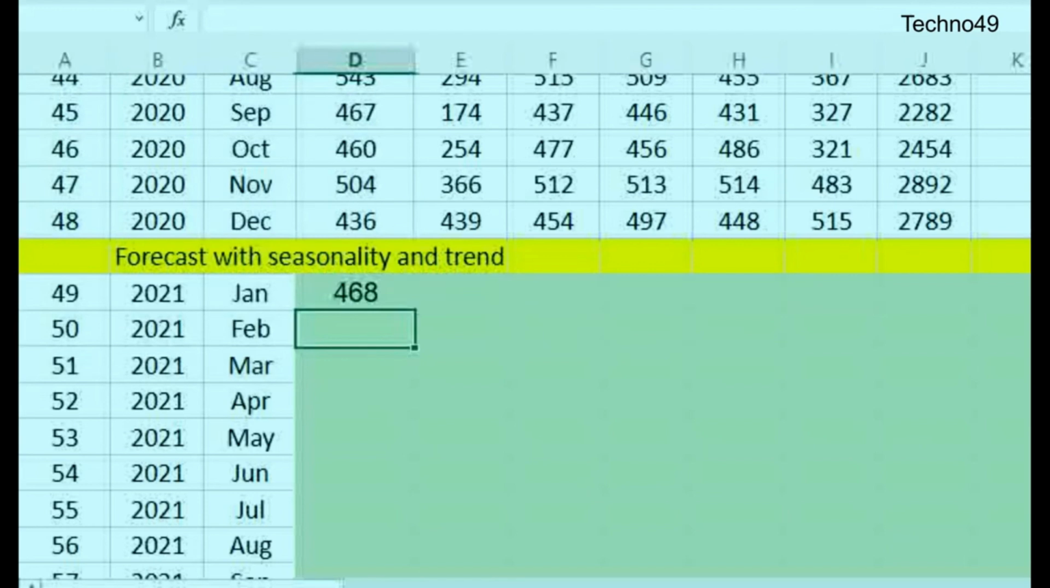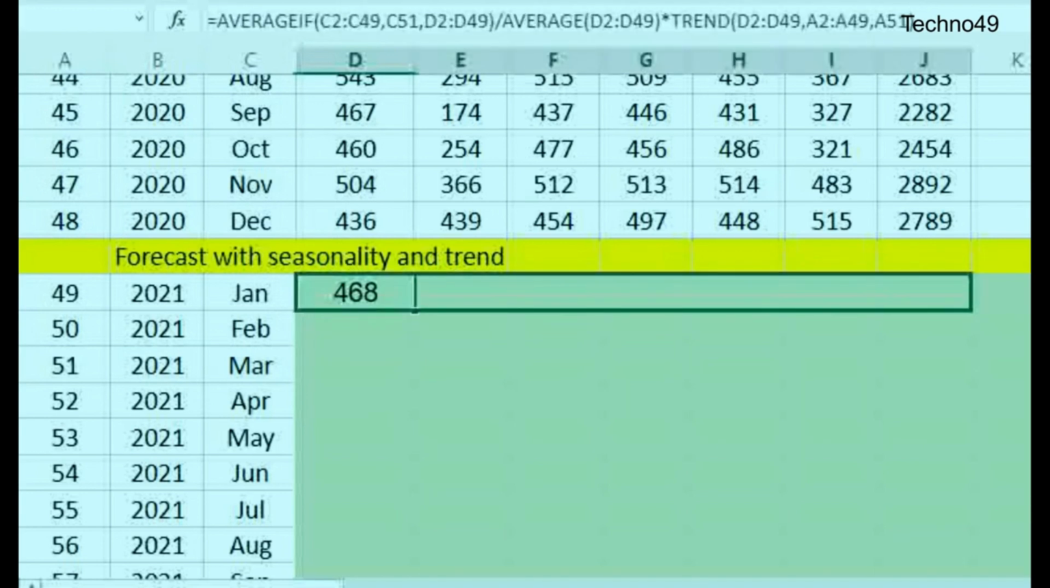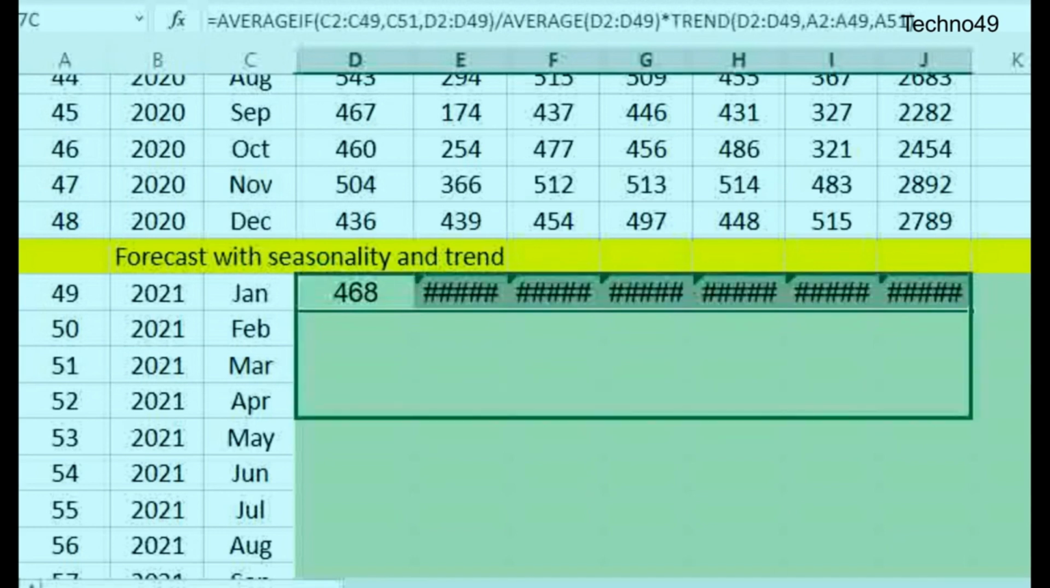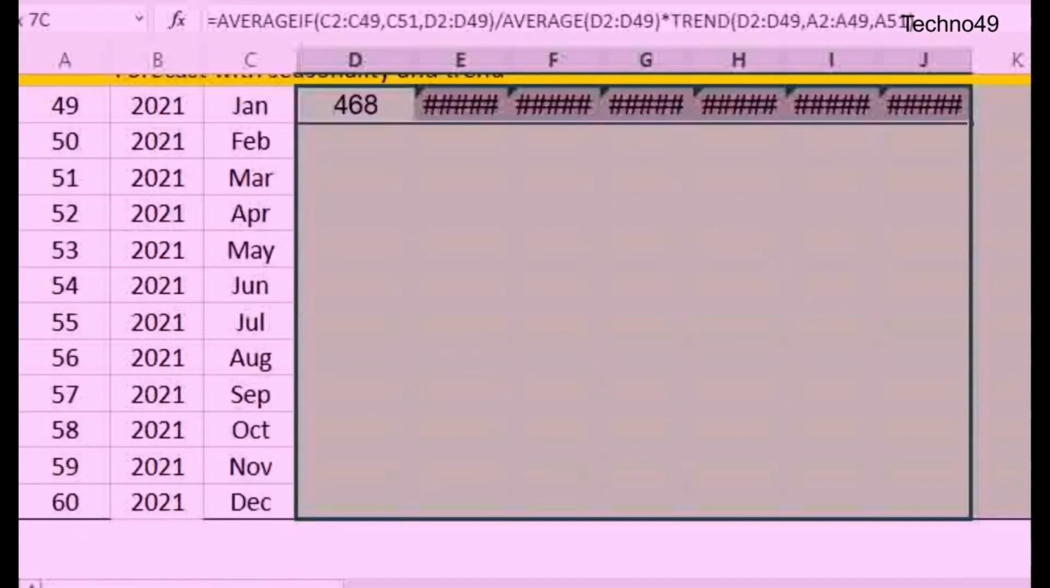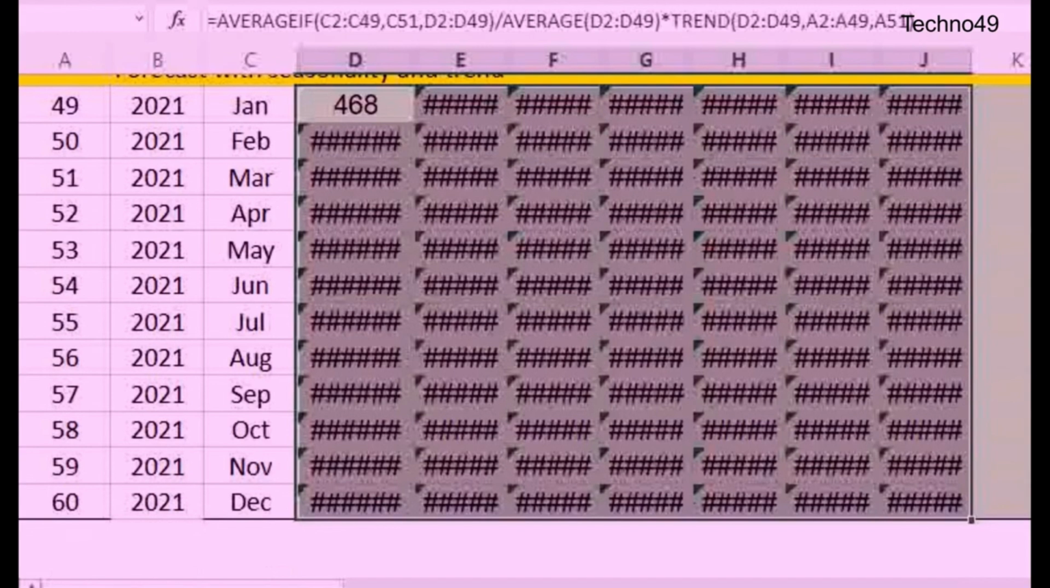So now you can see that the value we got is 468. So this is the volume we are expecting with the help of this seasonality and trend. So if I just drag down this formula, let's see what happens. Okay, so I'm not getting any kind of volume. The reason being that the formula is correct, but we need to freeze the cells to ensure that the cells should not be extended when it comes to tracking the formula.